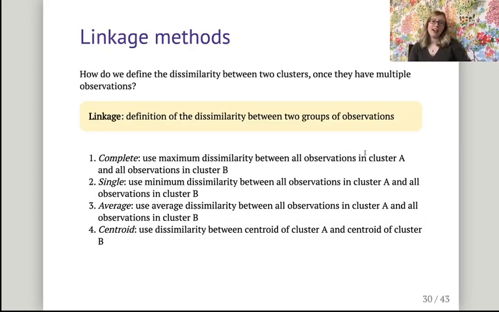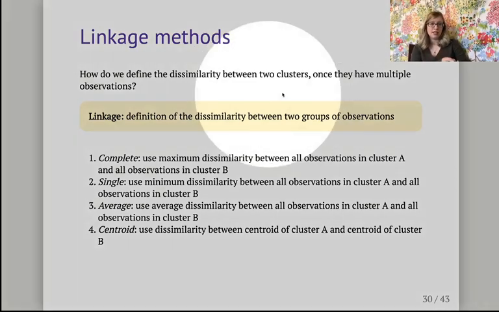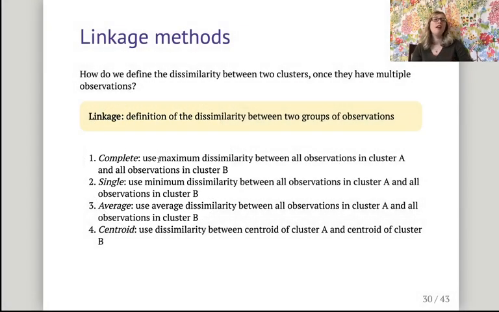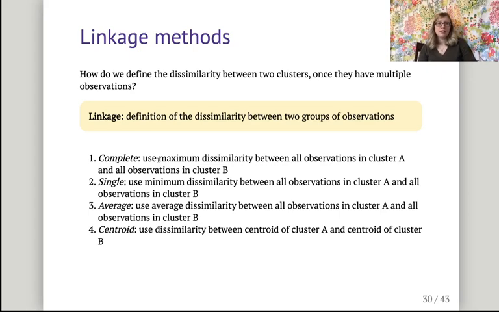One way that we can define this dissimilarity between 2 clusters, once they've got multiple observations, is the linkage. The linkage measures relationships or dissimilarity between 2 groups. There's 4 commonly used options for linkage. We can use complete linkage, where we use the maximum between all observations in cluster A, all observations in cluster B. Single linkage uses the minimum. Average linkage uses the average dissimilarity. Centroid uses the center dissimilarity. All of these dissimilarity measurements you can really think of as just distance measurements between points.